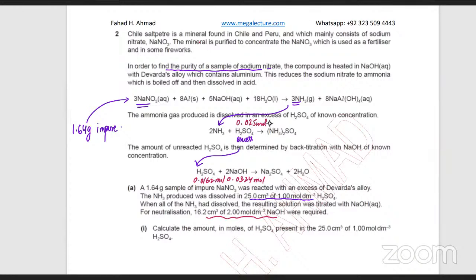In the previous part, how much was added? He added 0.025 and there's 0.0162 still left at the end. So how much actually took part in the reaction with ammonia? 0.025 were added, 0.0162 is still left. So how much reacted here? What is 0.025 minus 0.0162? So 0.0088.